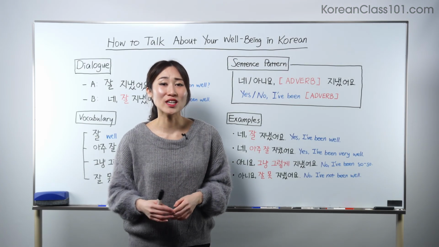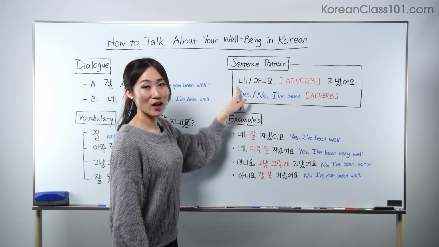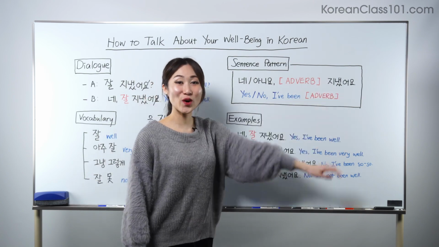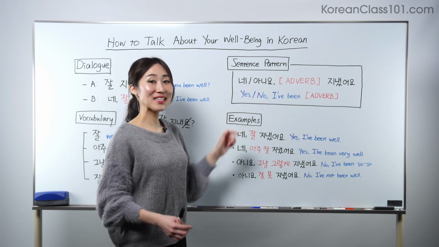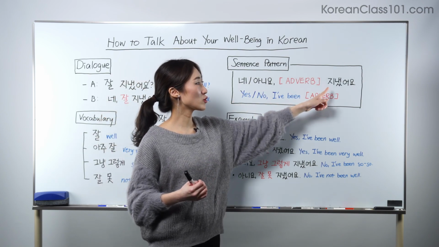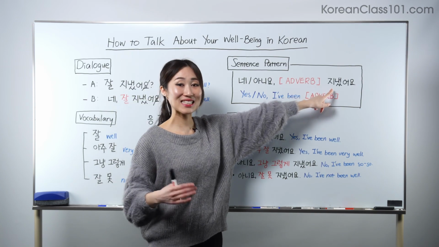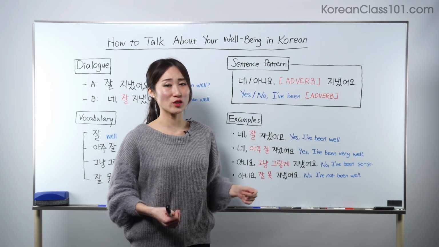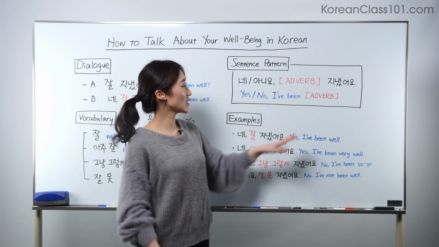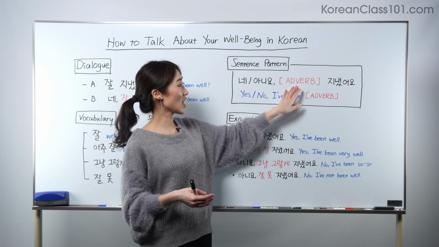Okay, so how can you use this vocabulary in the sentence pattern? So let's look at the pattern first. 네 or 아니요, the adverb that we just learned here, and 지냈어요. So 네 means yes, 아니요 means no. 지냈어요 literally means spent. It's a past form of spent, which is 지내다. So you're talking about your past. No, I haven't been well. Yes, I've been well. So in English, it will be more like I have been. And adverb, you just need to put this adverb here.